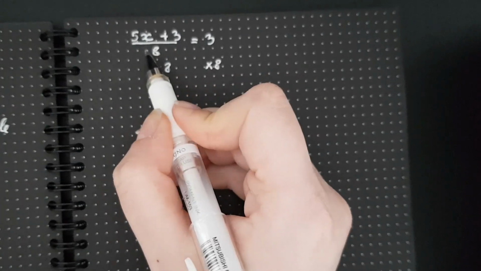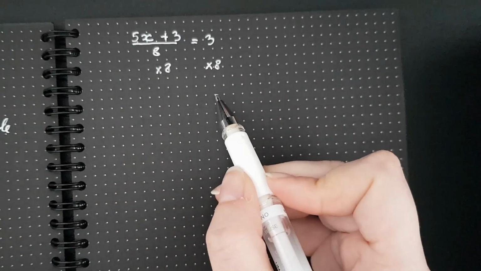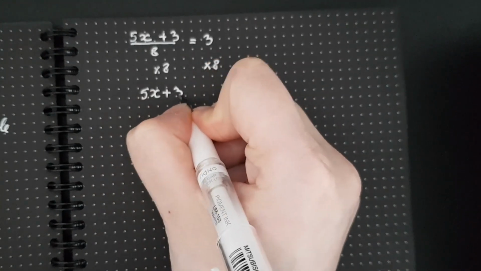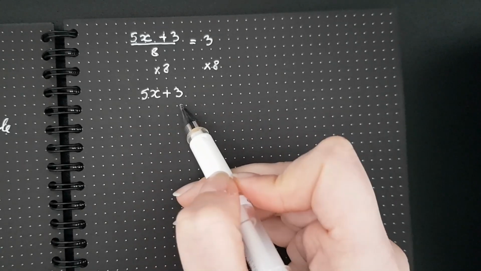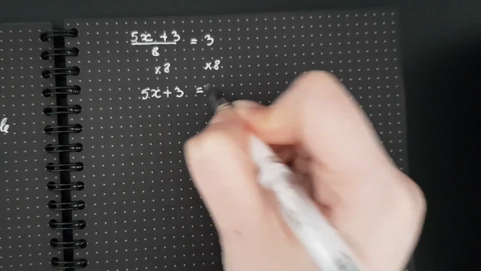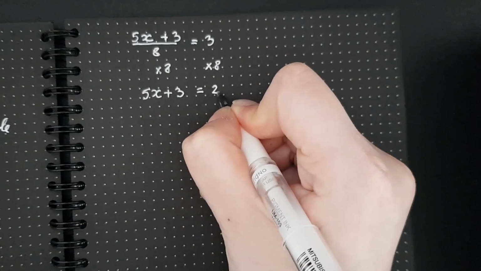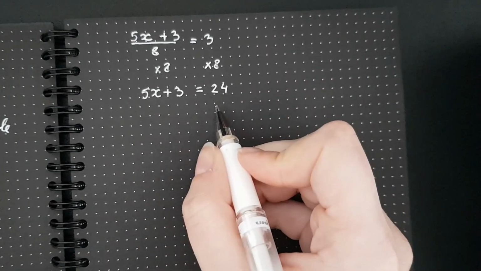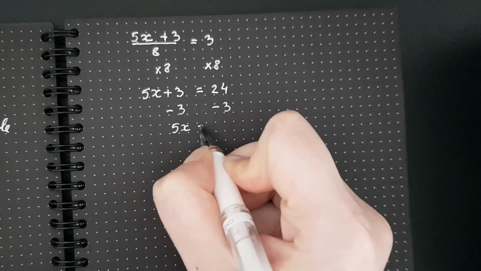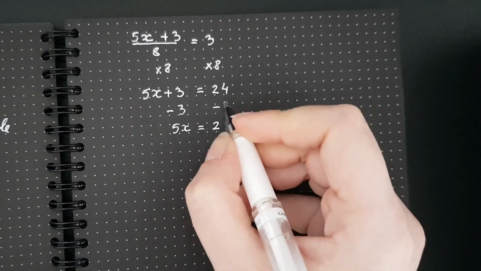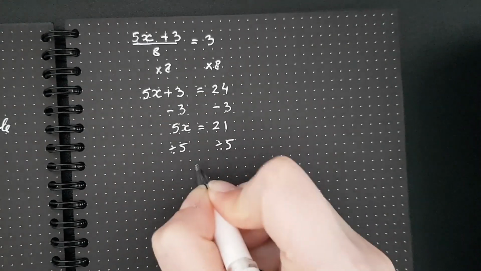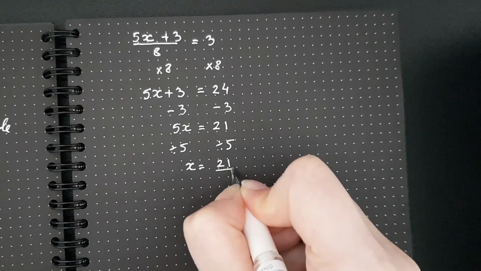So over here, when I multiply by 8, I'm just going to be left with the 5x plus 3 on the top. And then 8 times 8 gives me 1 on the bottom over here, so I don't need to write that anymore. 3 times 8, that is 24. And now this becomes a simple one, where I take away the 3 on both sides. I'm left with 5x equals 21. I'm going to divide by 5. So I've got x equals 21 over 5.